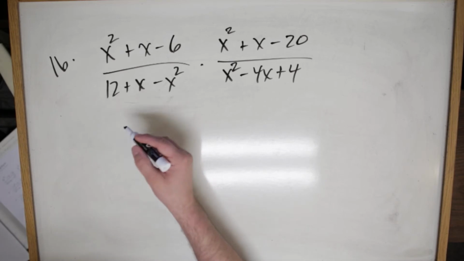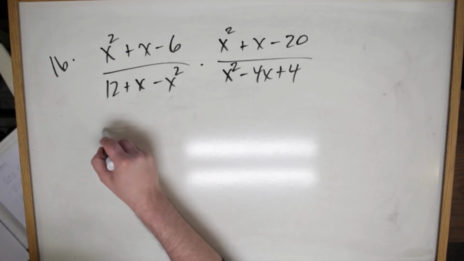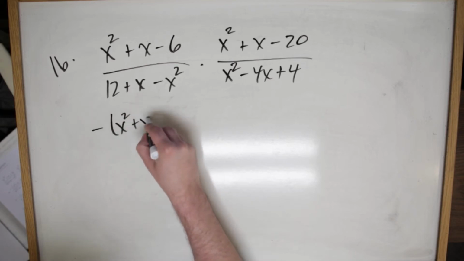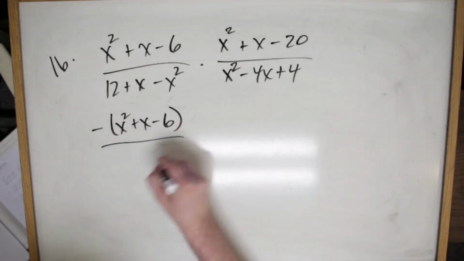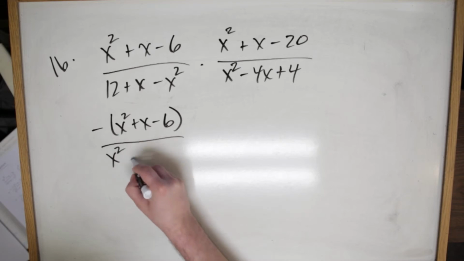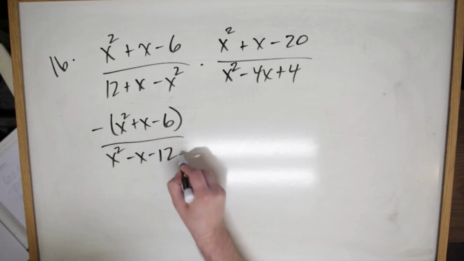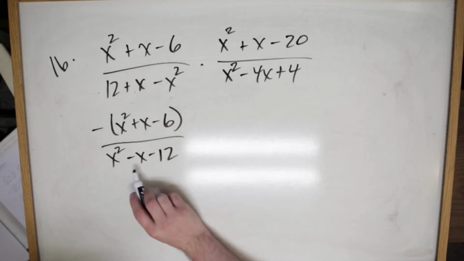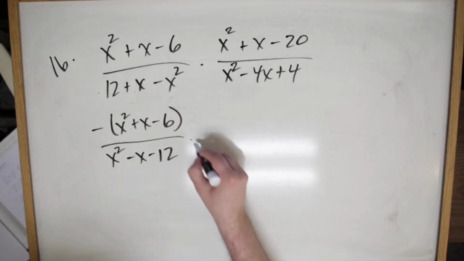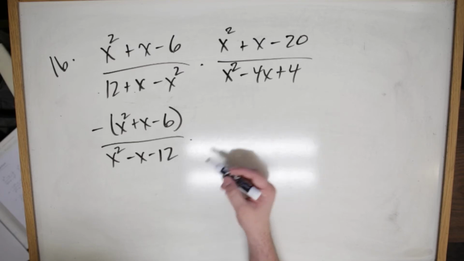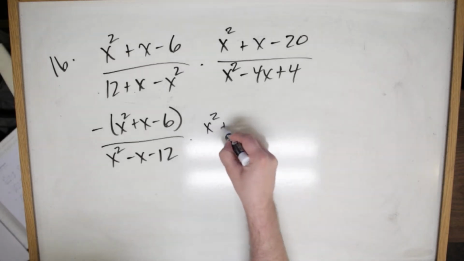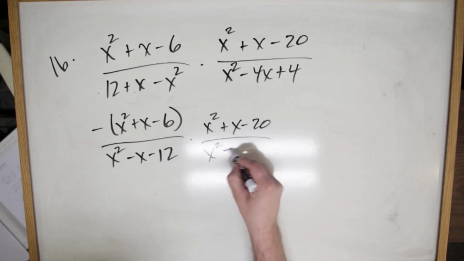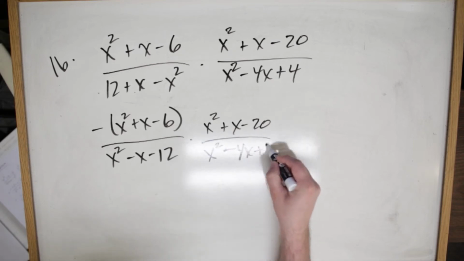So essentially what we're going to have is a minus x squared plus x minus 6 all over x squared minus x minus 12. So I changed the signs of every single piece down in the denominator here. Times x squared plus x minus 20 all over x squared minus 4x plus 4.